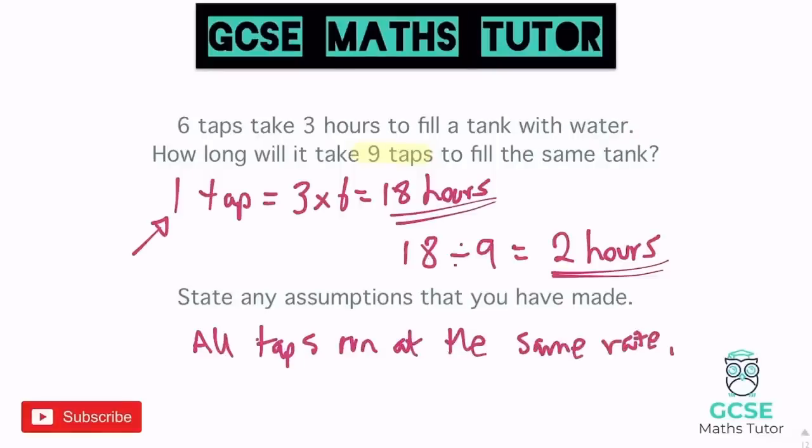There we go. So obviously in that original statement there, 6 taps take 3 hours. Well, one of those taps might be running a lot faster than the other, and that would change our answer. So we are assuming that all the taps are running at the same rate.